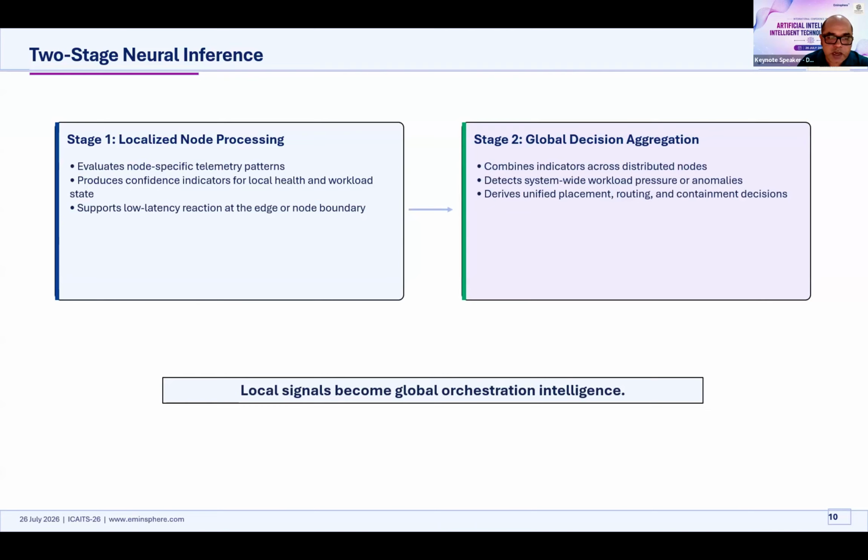The global stage can support coordinated decisions involving workload placement, routing, capacity distribution, or containment. So conceptually, local intelligence identifies conditions quickly, while global intelligence coordinates the enterprise response.